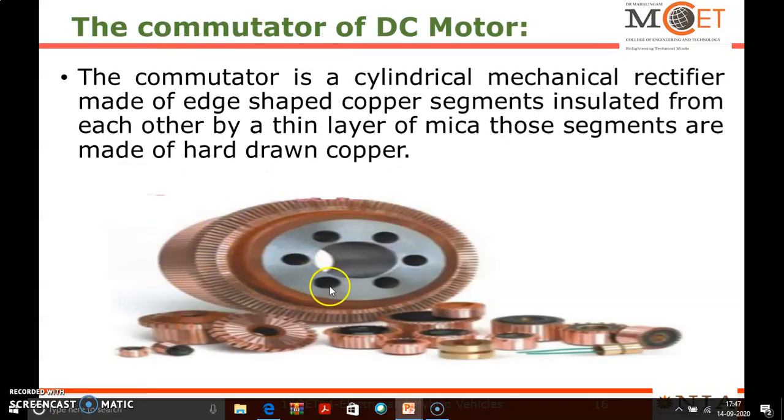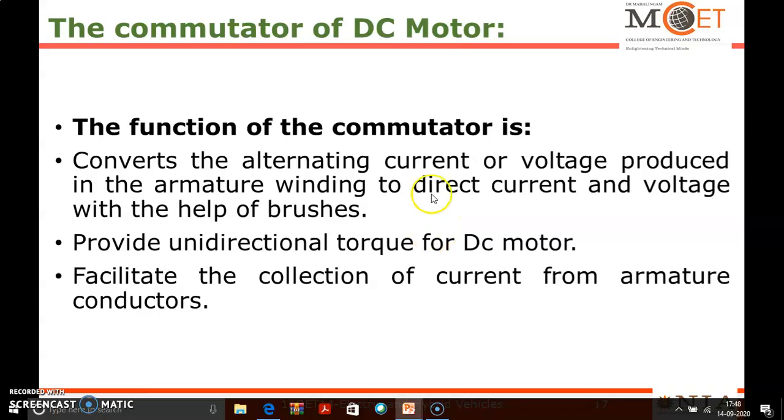So this is a commutator, which is also cylindrical in nature, and it converts the bidirectional AC current into the unidirectional DC current, and it is mounted on the shaft of the electric motor. It is made up of insulating materials like mica. Next, the function of the commutator, as I already told, is to convert alternating current or voltage into direct current, and this can be extracted from the brushes.